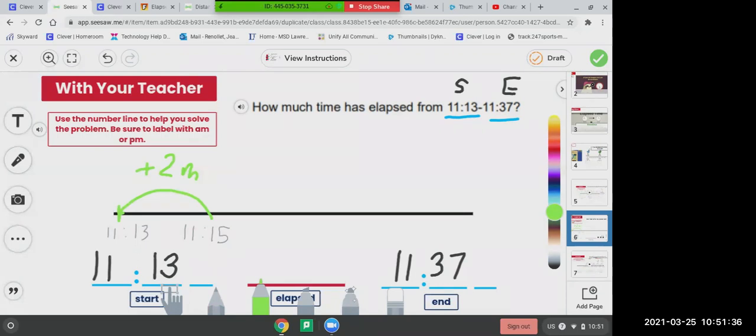Now we're at 11:15 and I can count either by 5s or by 10s. So I'm going to count on by 10. I like making jumps of 10. So 11:15, another group of 10 would be 11:25.